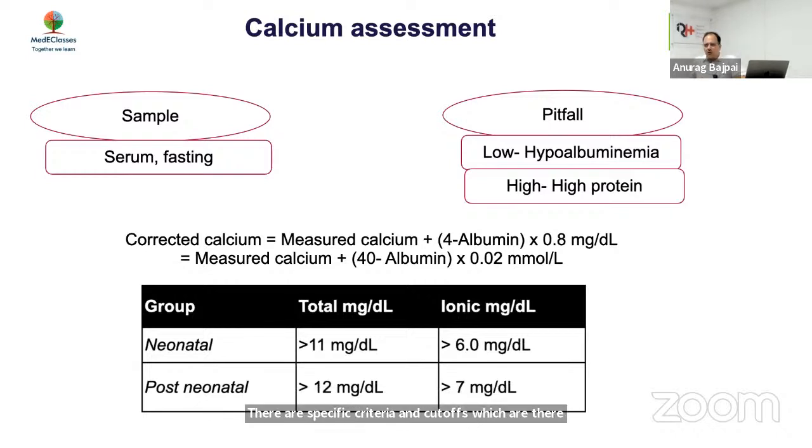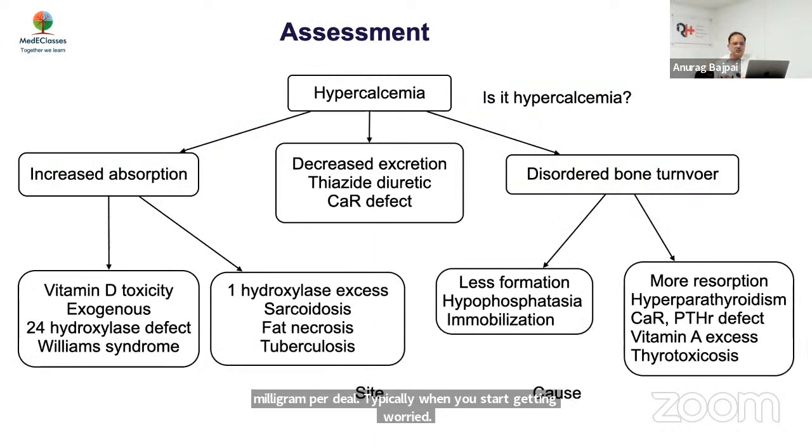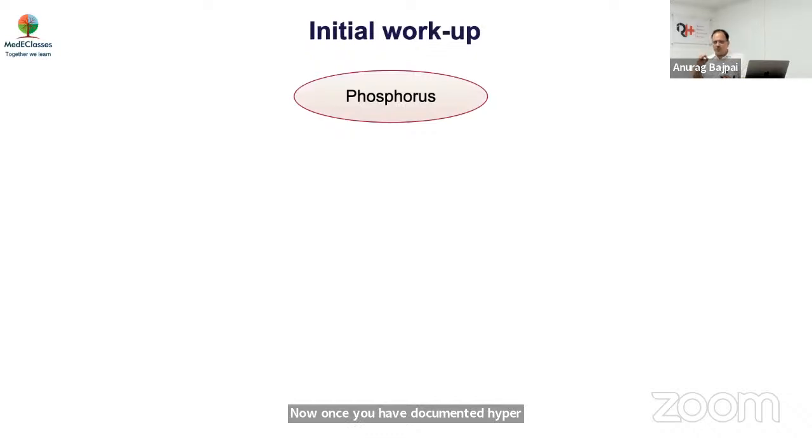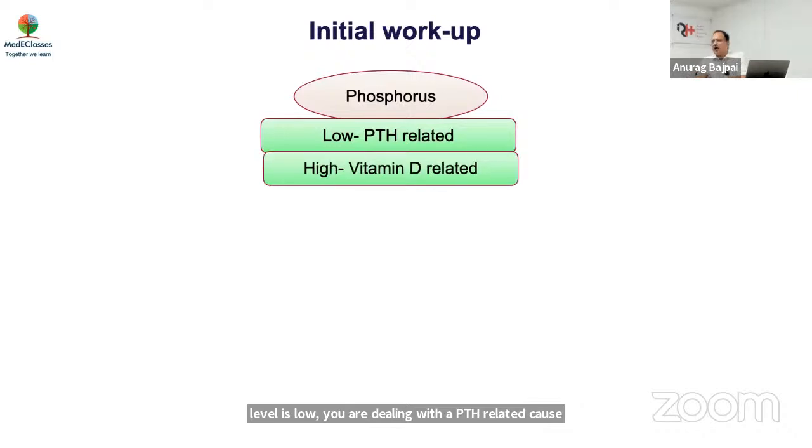Neonates tend to have a lower cutoff. Post-neonatal period, you get a cutoff of around 12 milligram per dL, typically when you start getting worried. Now, once you have documented hypercalcemia, the next issue is the site, and the most important investigation in anybody with calcium disorders, be it rickets, hypocalcemia, or hypercalcemia, is phosphorus. In the setting of hypercalcemia, if the phosphorus level is low, you are dealing with a PTH related cause, which is increasing calcium and decreasing phosphorus. And if it's high, it's a vitamin D related cause.